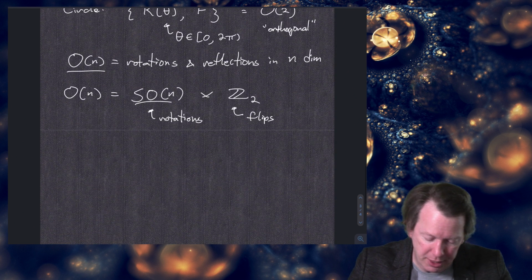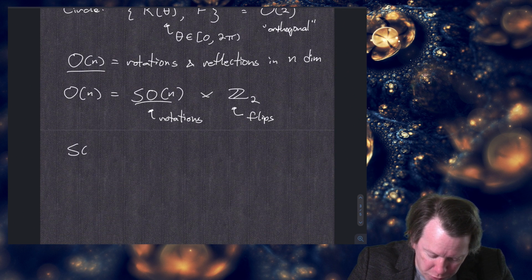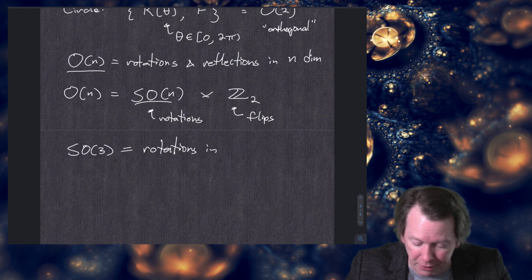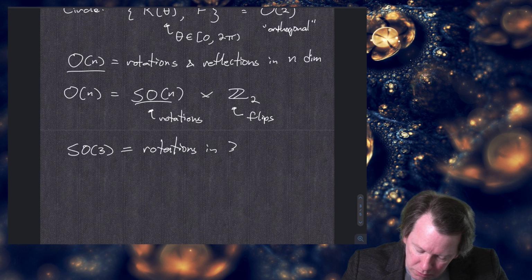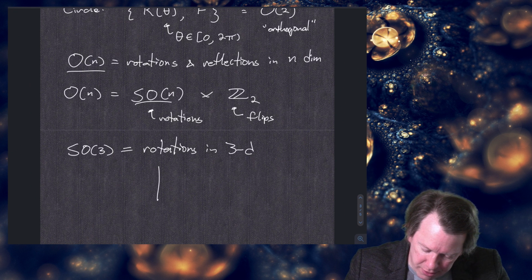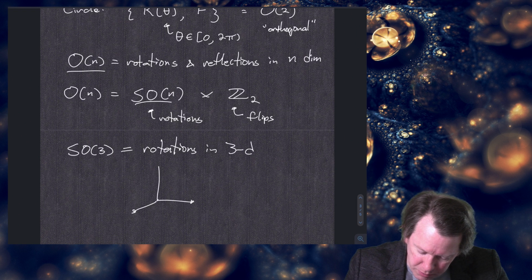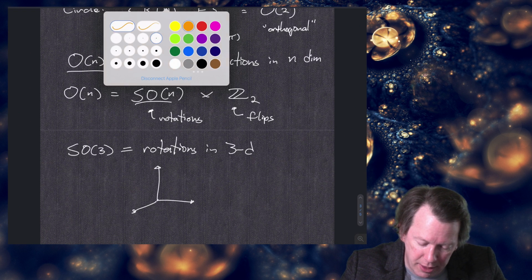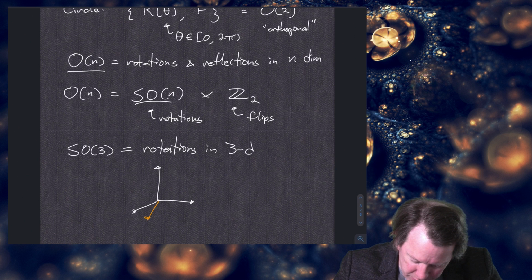Okay, so then this generalizes, right? We have, for example, SO3 are rotations in 3 dimensions. That's not a generalization, this is an example. In 3D. So think of a 3-dimensional space parameterized by 3 vectors, and you can rotate it. You can rotate it to be wherever you want, right?